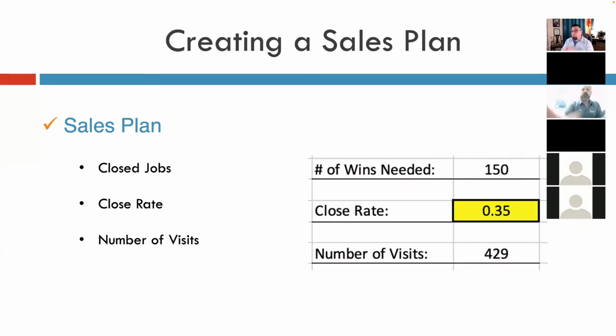Now, obviously, with those number of jobs closed, you divide that by your close rate. And when you enter this close rate, it needs to be in the decimal point, right? So 35% close rate would be entered as 0.35. And that will then tell you the number of visits you need to make next year. Closed jobs divided by your close rate gives me number of visits. In this example, I need to make 429 visits to homes next year.